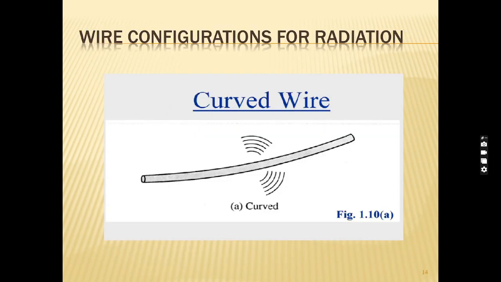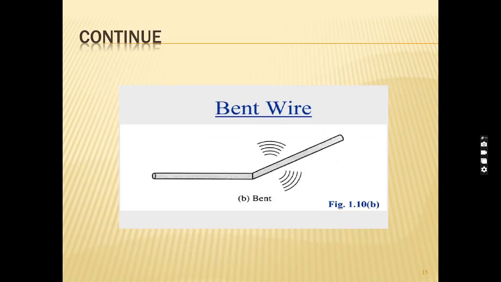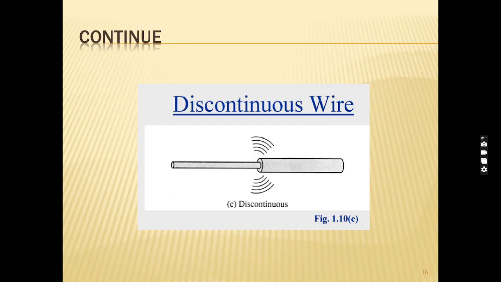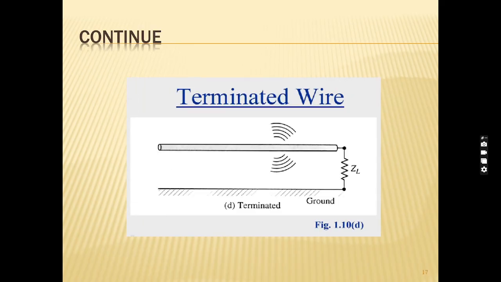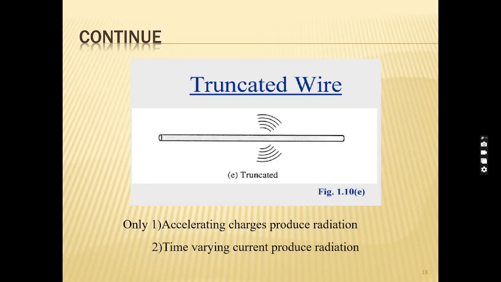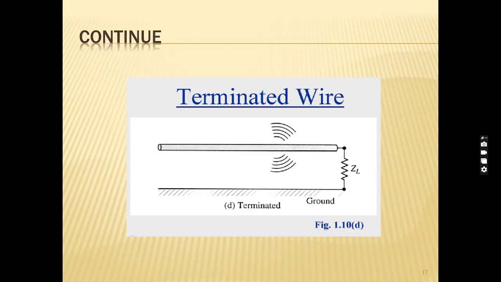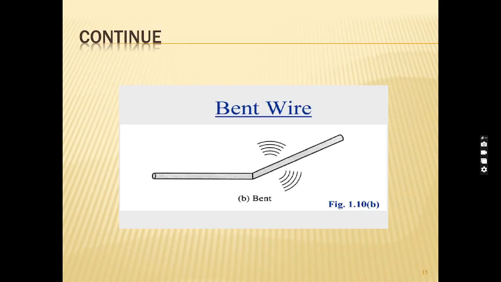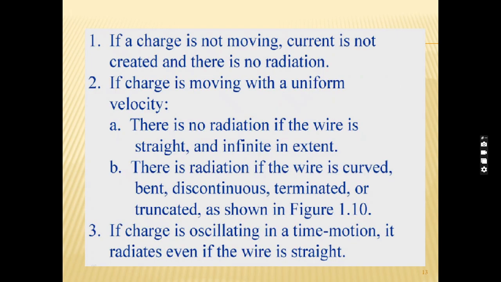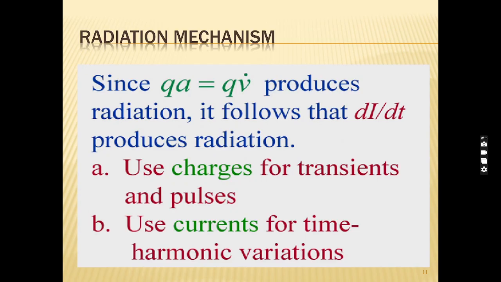This is the curved structure. This is the bent structure. This is the discontinuous wire and the terminated wire with some load. This is the truncated one. So these structures radiate effectively because a constant current cannot make the radiations from the structures.